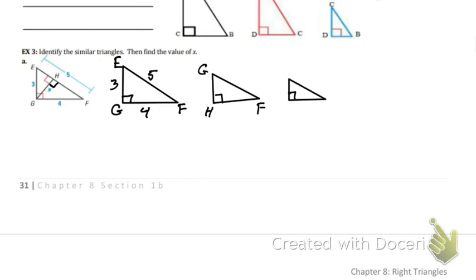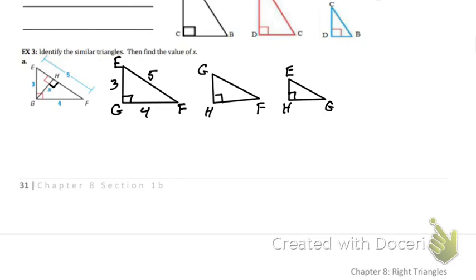Now we're looking at this EHG. Well, H is also my 90 degrees, so that should go there as well. H should be easy to write. Is that right there? All right, then we're going to have G off to the side here, and we are going to have E up here.